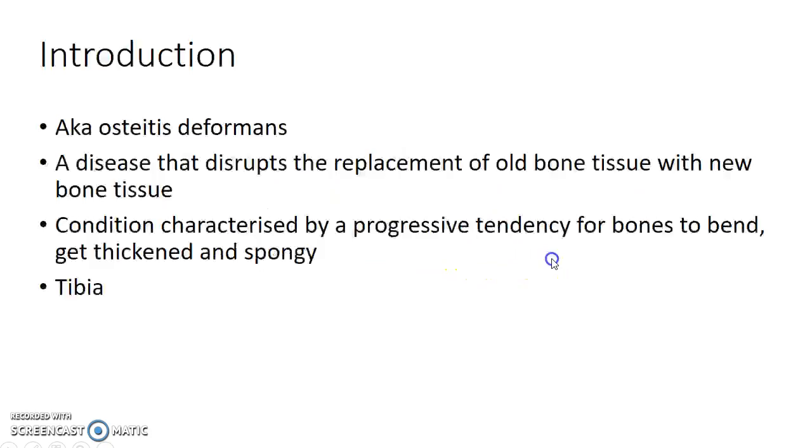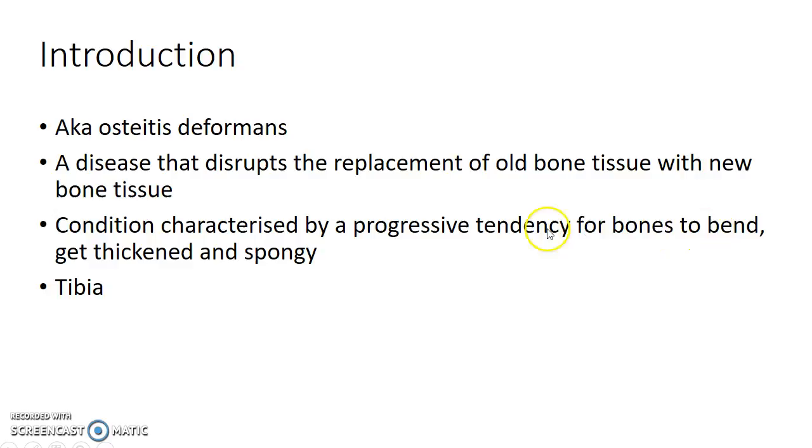Paget's disease of bone is named after English surgeon Dr. Paget. It is also known as osteitis deformans. Paget's disease is basically a disease that disrupts the replacement of old bone tissue with new bone tissue. It is a condition characterized by a progressive tendency for bones to bend, get thickened and spongy.